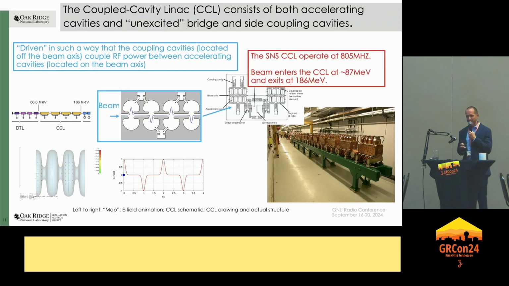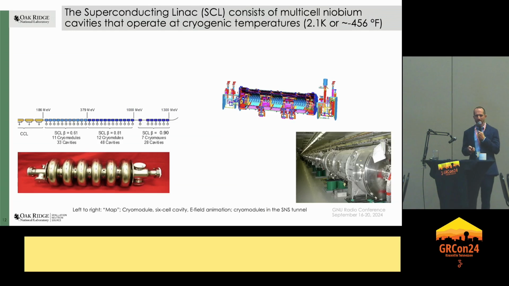So here we've actually increased frequency. Mainly that's because the beam has picked up enough energy now, it's moving pretty fast. So now we've doubled our frequency to 805 megahertz. We'll be at 805 megahertz the rest of the way. We enter at 87 MeV, and then we exit at 186 MeV. Now we get to the point where we're really going to gain some energy, our superconducting Linac. So we operate our SCL at 2.1 K, which is about, let's just call it, negative 460 F.